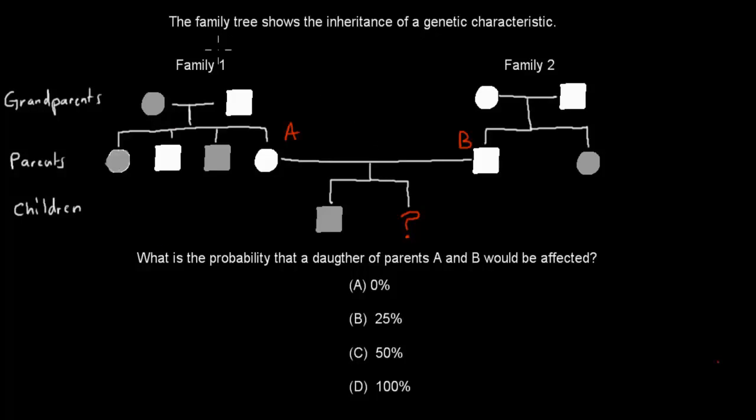The next question is, a family tree shows the inheritance of a genetic characteristic. This is the family tree, with the grandparents, the parents, and children. And we've got parent A and parent B, making 2 children. The question is, what is the probability that the daughter of parents A and B will be affected? A 0%, B 25%, C 50%, or D 100%.